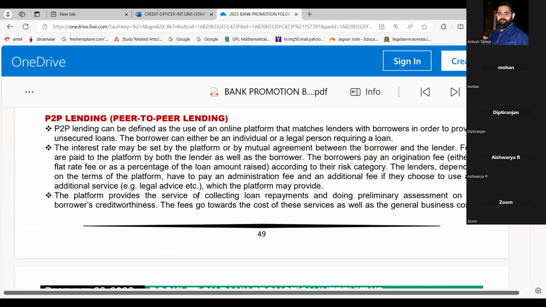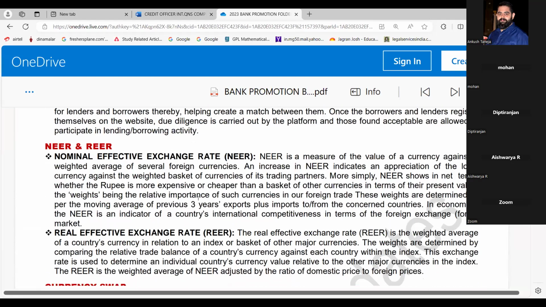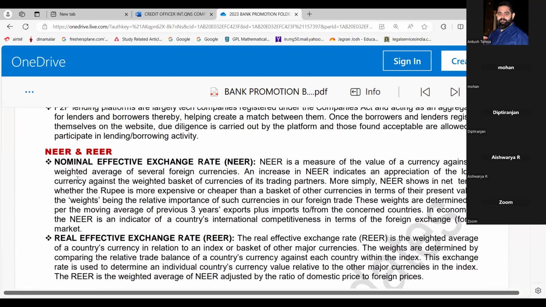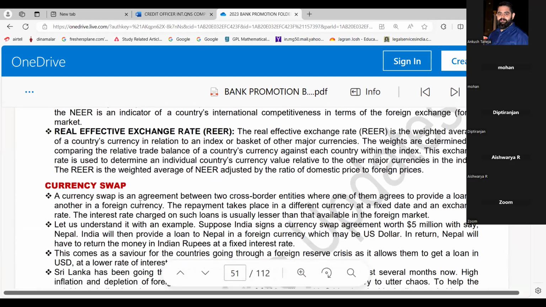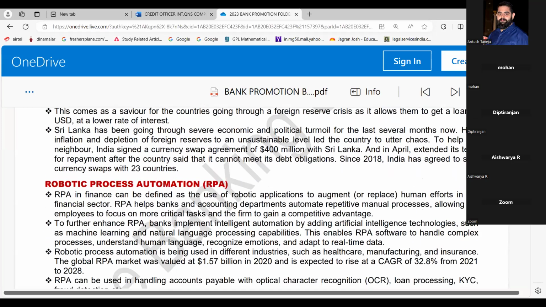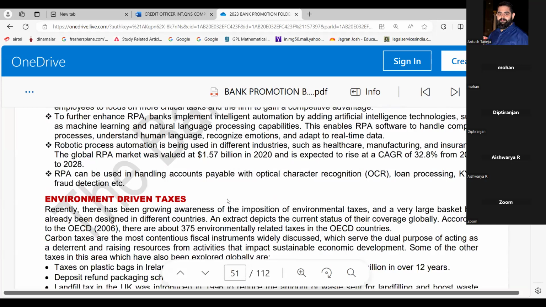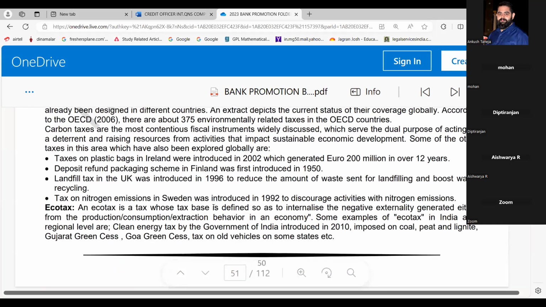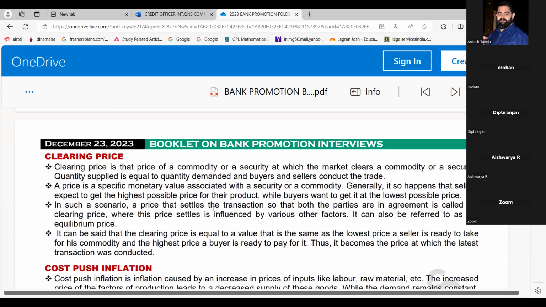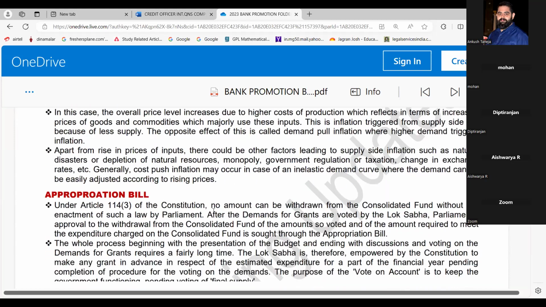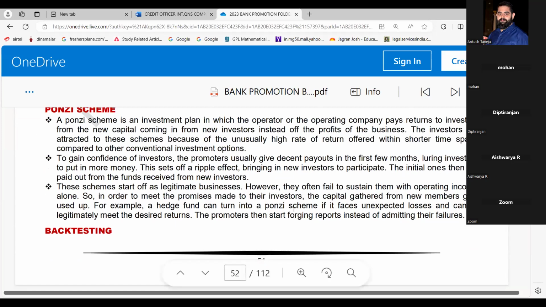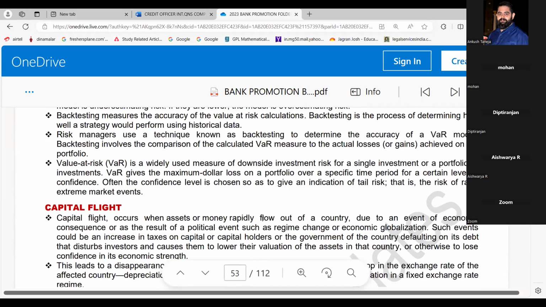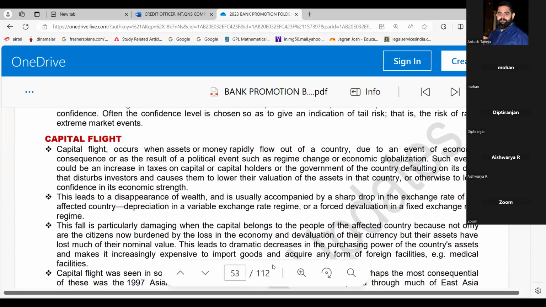Nominal effective exchange rate, real effective exchange rate. What is currency swap? Then what is robotic process automation? You are all seniors, so they may expect you to know up to this. What is Ponzi scheme? What is capital flight?